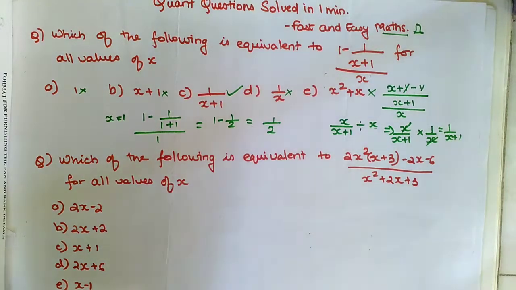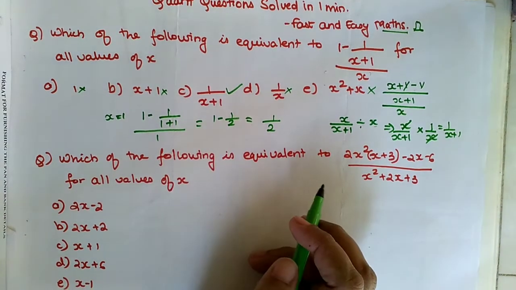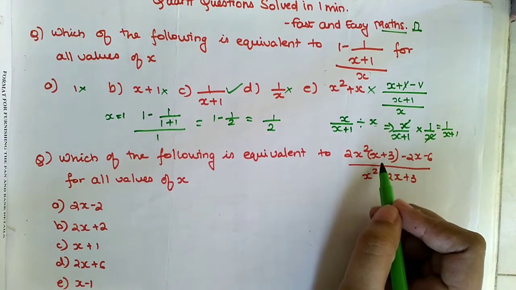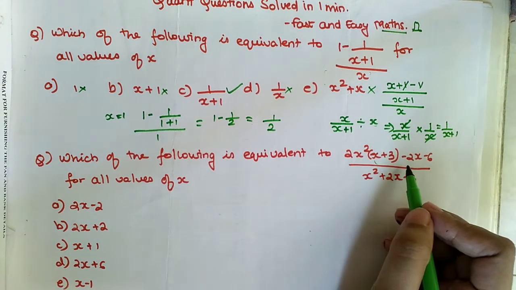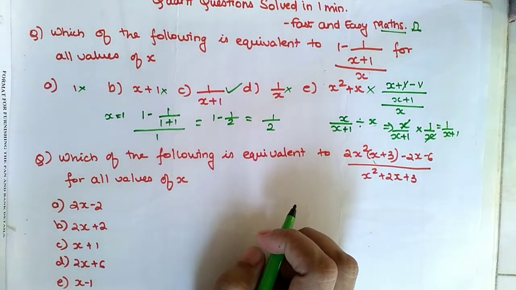Now, let's go to the next question. Which of the following is equivalent to 2x square plus x, the whole thing multiplied by x plus 3, minus 2x minus 6 upon x square plus 2x plus 3.